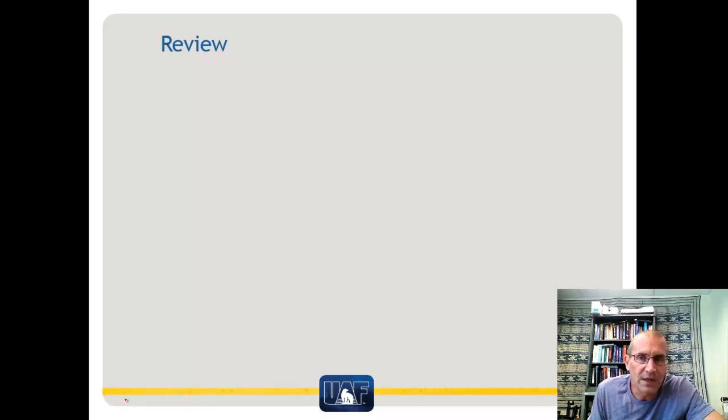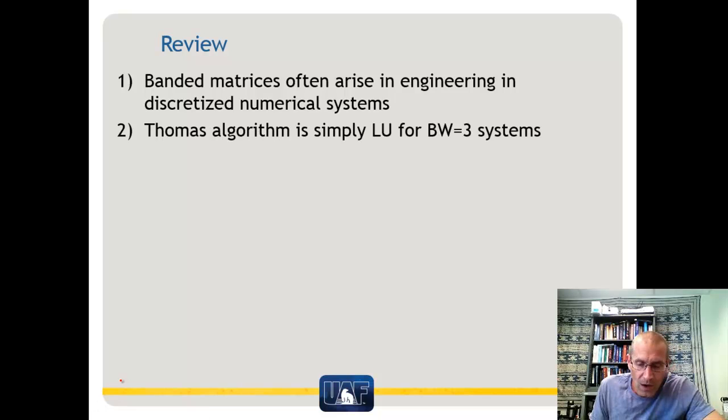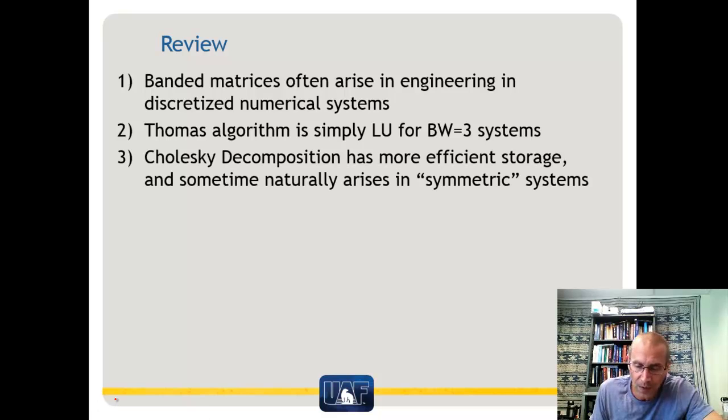All right, so let's review what we talked about in this video. First, we saw that banded matrices often arise in engineering problems when you discretize numerical systems. And so you have parameters that are only more or less dependent on parameters near them. And if you do very judicious node numbering in 2- and 3-dimensional systems, you end up with fairly narrow banded matrices. We saw the Thomas algorithm. It's simply LU decomposition for a bandwidth of 3. You can make a somewhat more efficient LU decomposition by using Thomas if you know you're going to have a bandwidth of 3. That often happens in 1-dimensional problems, like the heated bar problem I showed.